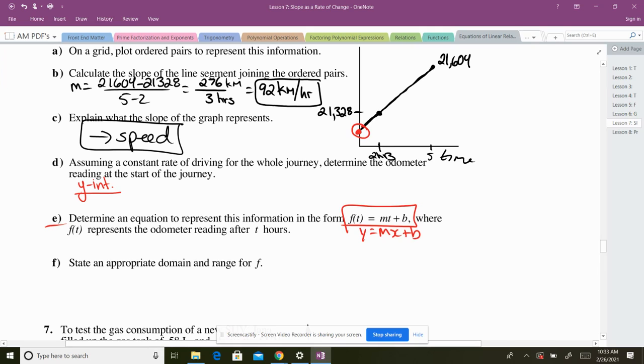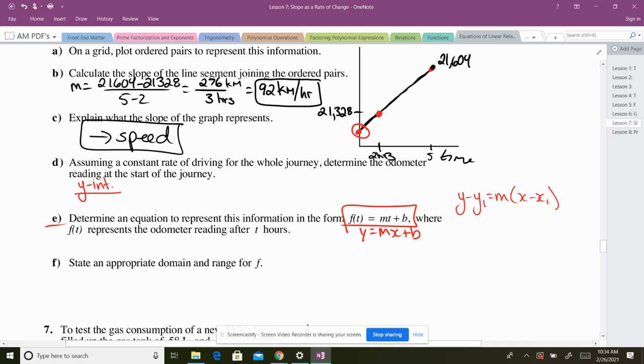Okay? We know the slope. It's 92. Do we know a point? We know 2 points, right? We can use this one or we can use that one. It doesn't matter which one you use. But if we know a point and a slope, we have to use point slope equation, right? And then just plug in your numbers.